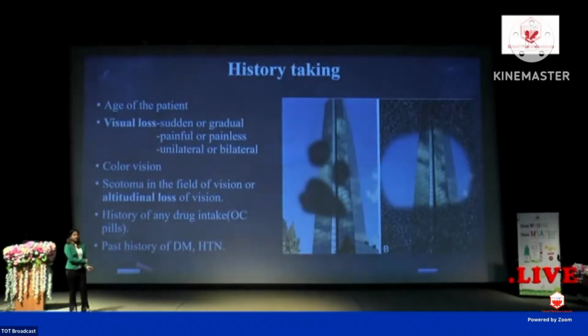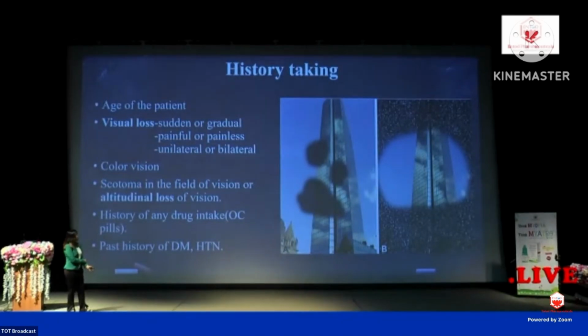We should ask the age of the patient in these cases, the visual loss, how it occurred, whether it was sudden or gradual, painful or painless, unilateral or bilateral. The patient can have scotomas in the field of vision, and color vision can be impaired. We should ask for the history of any drug intake, and past history of diabetes, hypertension, or any other systemic illness.